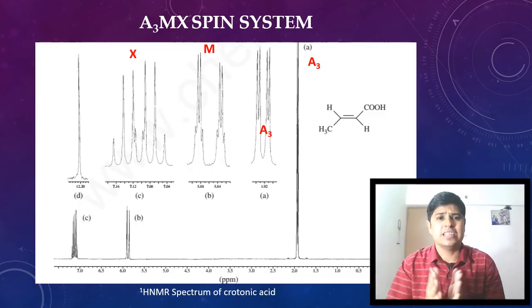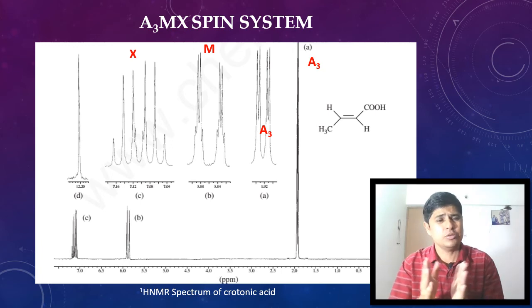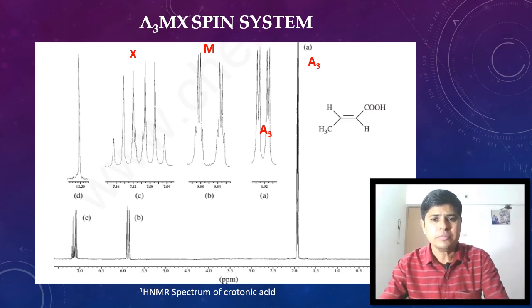Here we will see another spin system, that is the A3MX spin system. That means here also there is an AMX spin system, but the A type of proton has three protons in its group, hence it is designated as A3. This is a group of three protons, and these three protons are going to couple with this proton and this proton. So this CH3 we designate as the A3 spin system. This is the peak for the A3 spin system, and it is shown in zoom form here.